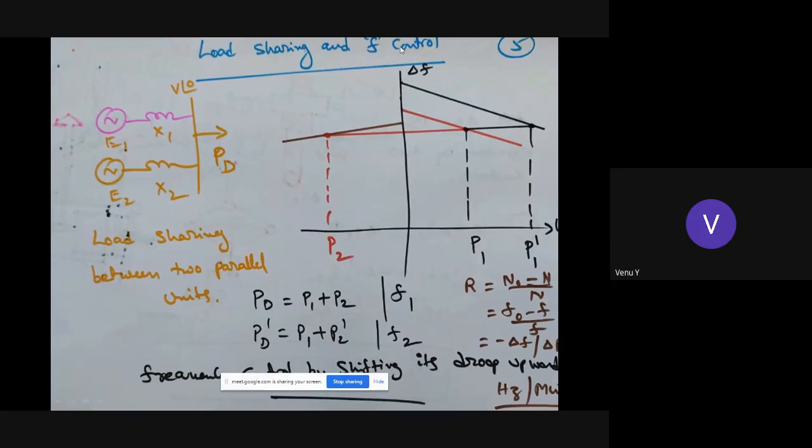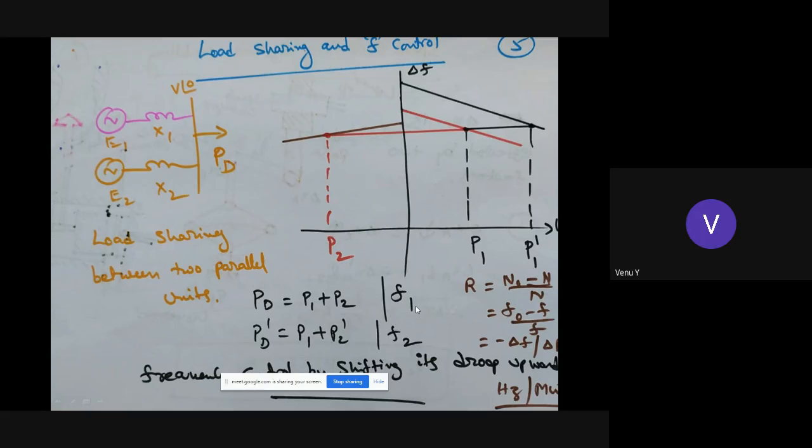Now, load sharing between two units. There are two units, 1 and 2, synchronized together to feed the common load PD, and E1 and E2 are the generator voltages, and X1 and X2 are the reactances of the parallel units. Here the droops of units 1 and 2 are drawn. This is the first generator and this is the second generator, on the right side and left side respectively. Both are supplying loads P1 and P2, so PD is equal to P1 plus P2. The corresponding frequency is F1.